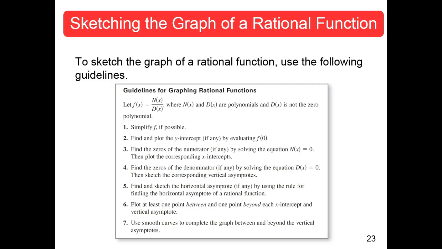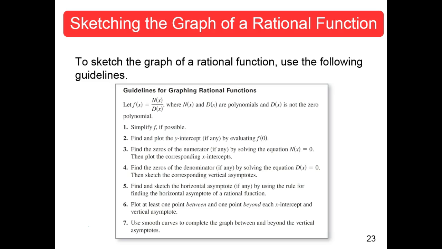Find and plot the y-intercept, if any, by evaluating f of 0. That really is the easiest thing to do. You don't have to do it number 2, but it's an easy thing to do. Do it somewhere. Just don't forget about it. Find the zeros of the numerator. That's going to be the zeros of the polynomial, so that will give you your x-intercepts. Now, usually they did that later. You can do it now if you want to. Then find the zeros of the denominator, if any, because that's going to give you your vertical asymptotes.